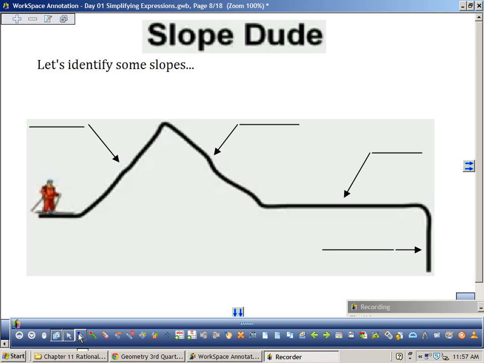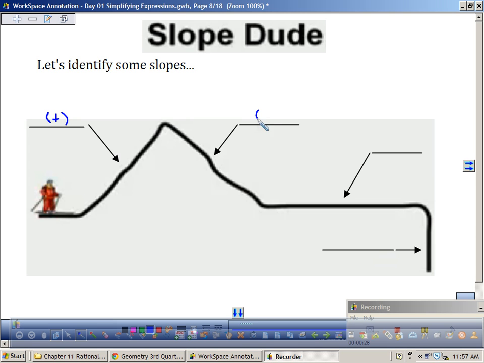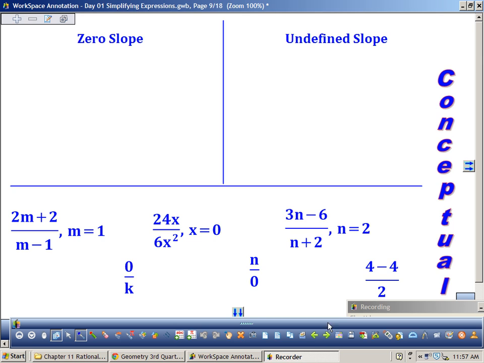Remember slope dude? Yeah. Okay, so what would we call this right here? Positive, right? What about this one? Nice, negative. What about this slope right here? What do we call that slope? Zero slope. Good. And this one? Undefined. So we're going to use that today to talk about excluded values.